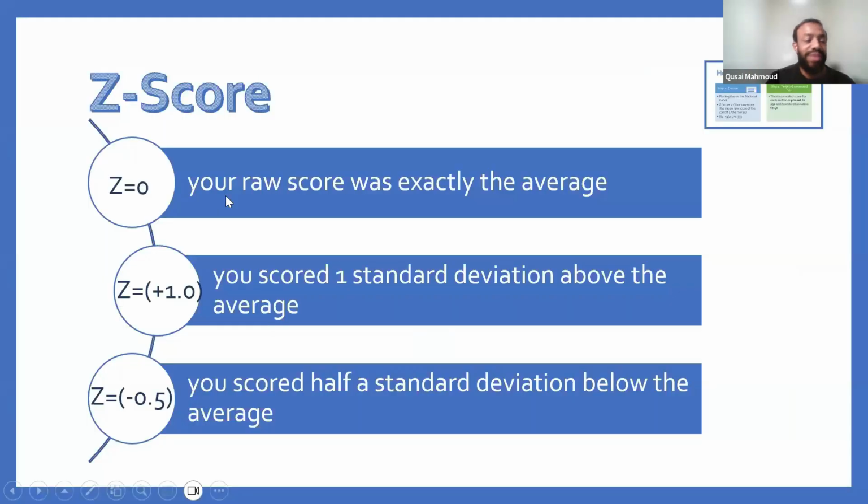If your Z score was 0, that means your raw score is exactly on the average. You are just on the average. So your Z score is going nowhere from the average. If your Z score was 1, you are a complete standard deviation above the average, which is very, very high. If your score is minus 0.5, that means you are half a standard deviation below the average. So it works this way. So Z score is very important.